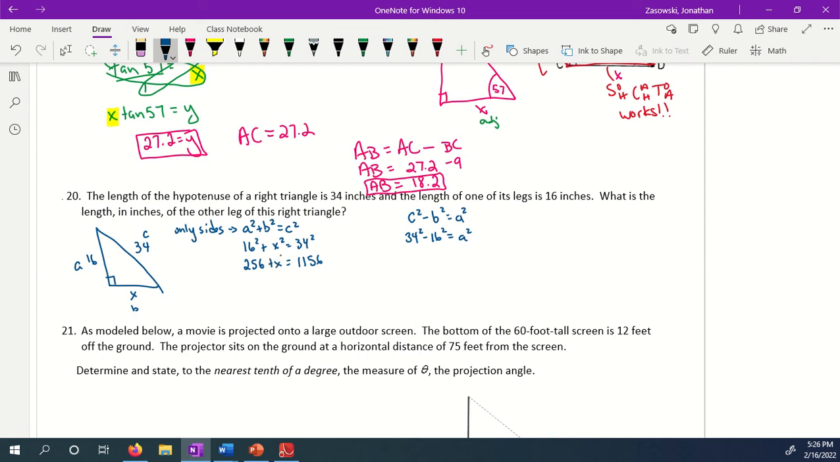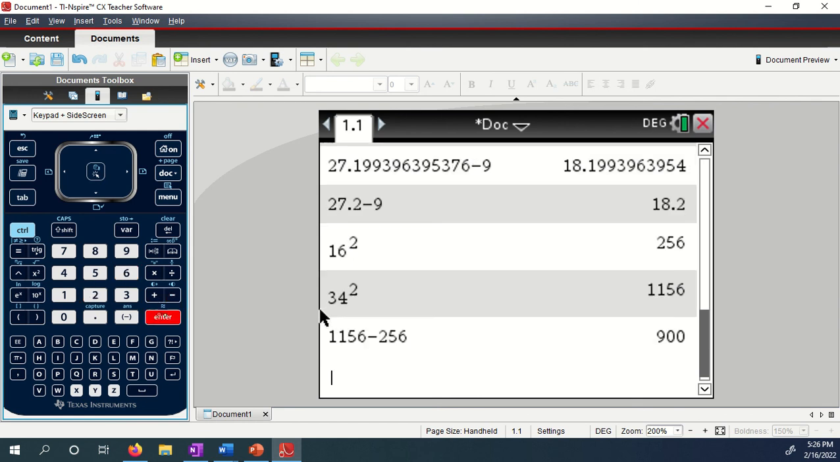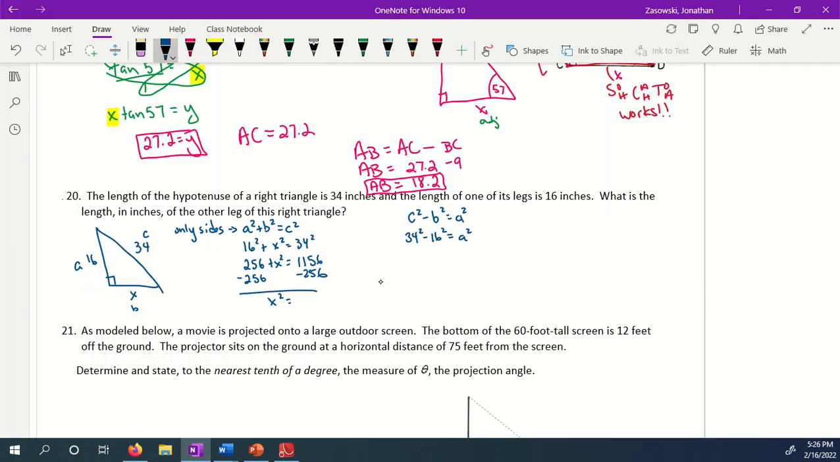All right, subtract that away and solve. And we're going to get x squared equals, so minus 256 is 900. So this would just give you 900 right away. And then you would just take the square root when you go through here. So x is equal to 30. All right, and that would be the other leg. And that's it.